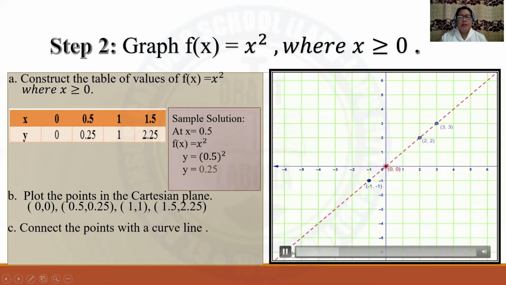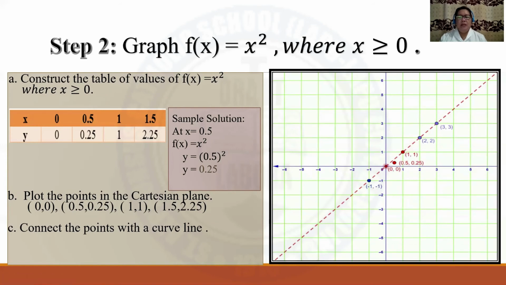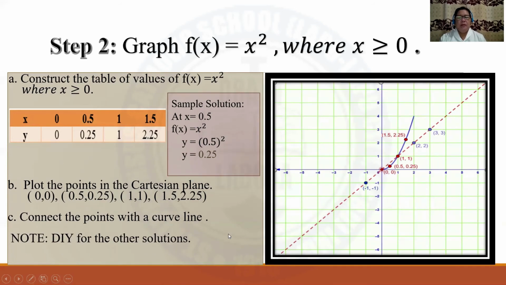0, 0, 0.5 and 0.25, 1, 1, and 1.5, 2.25, and then connect with a curve. There, it's only half of the parabola because we restrict the values of x. And for the other solutions, you can do it. And then do not forget to label the points.